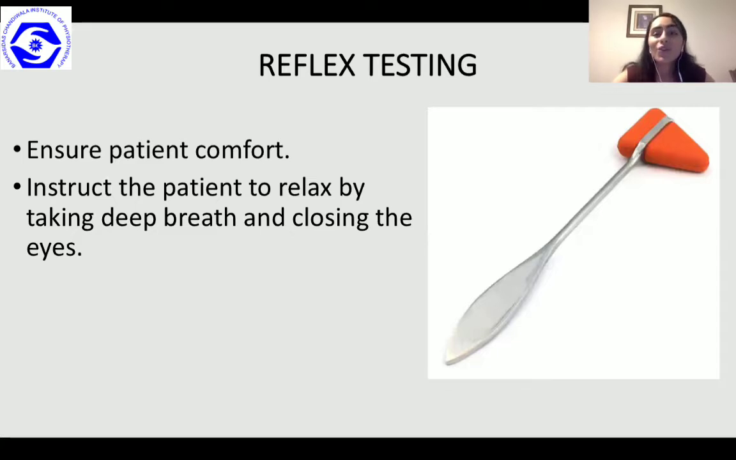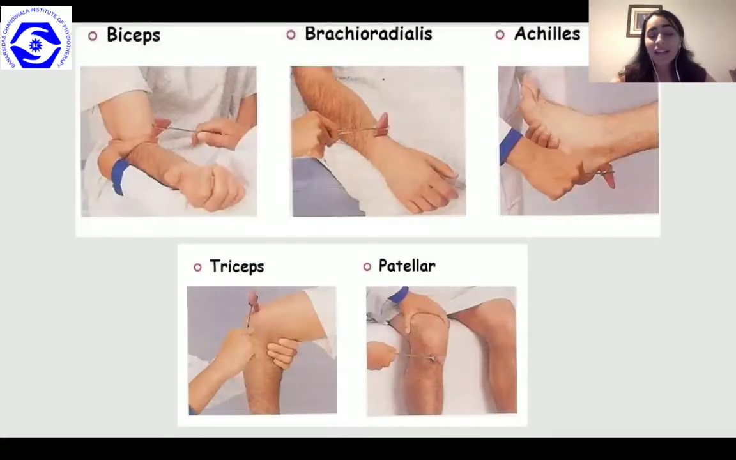Now we will go towards reflex testing. So first of all, make sure that you ensure patient comfort and tell him to relax by taking a deep breath and closing the eyes, as it becomes very difficult if the patient is aware of what is happening; it would be very difficult to elicit the reflex. And these are the deep tendon reflexes which we usually test while we are looking for integrity of the nerve roots. So the first is biceps.